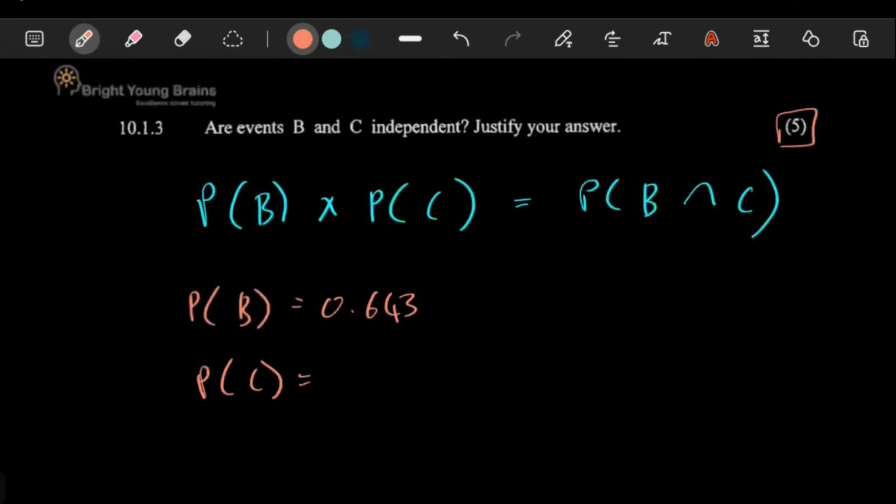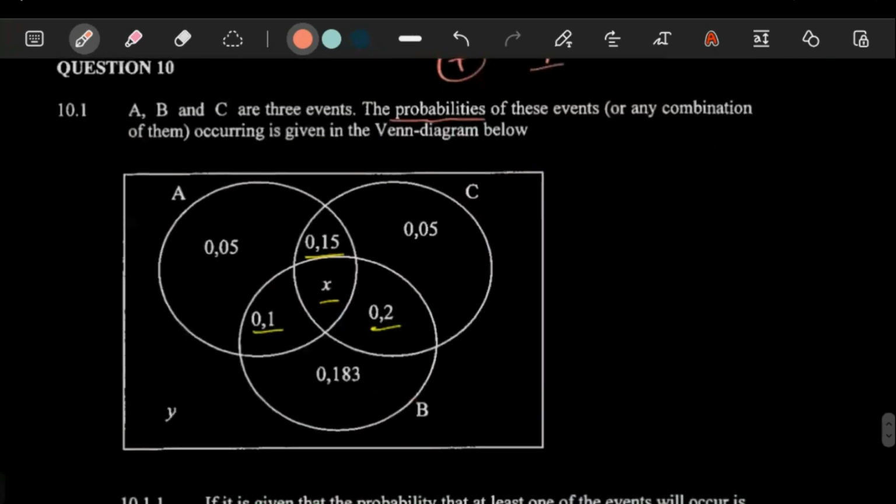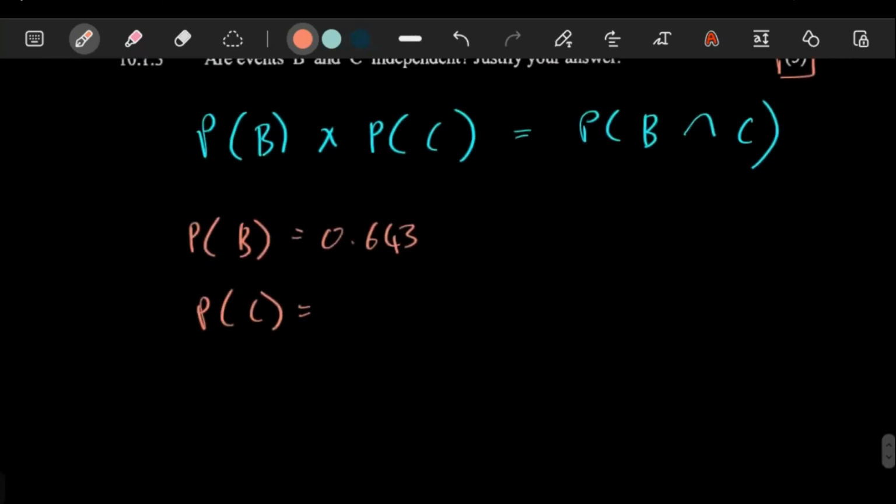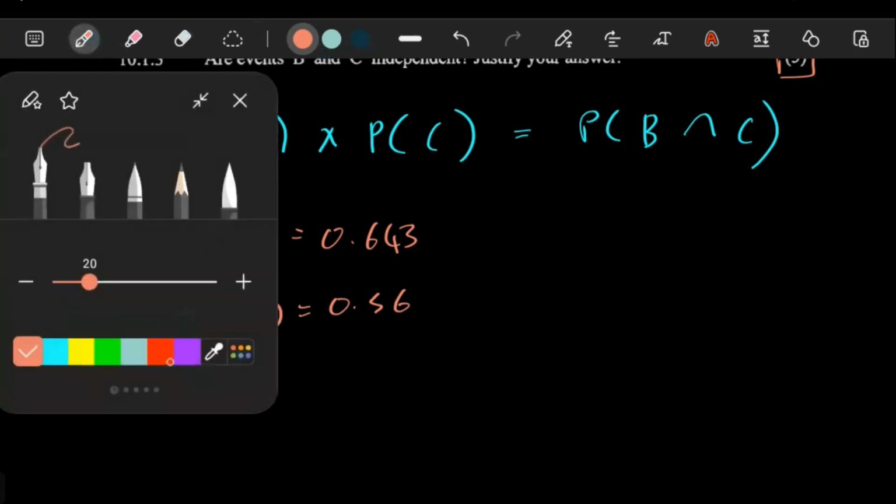The probability of C, let's see what it is. It's all these values added up, right? So that's going to be 0.05 plus 0.2 plus 0.15 plus 0.16. That's giving a total of 0.56. So we know that individually you have this value times this value. Let's see if it's going to be equal to the probability of B and C.